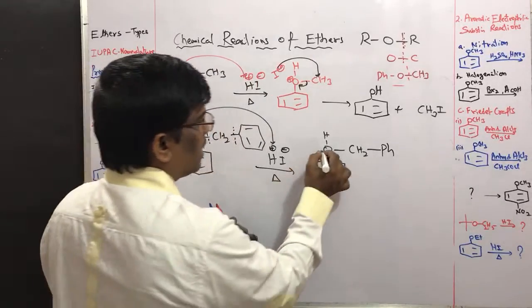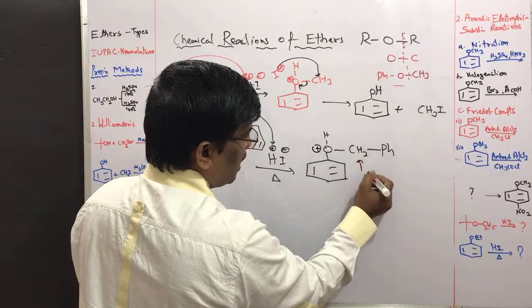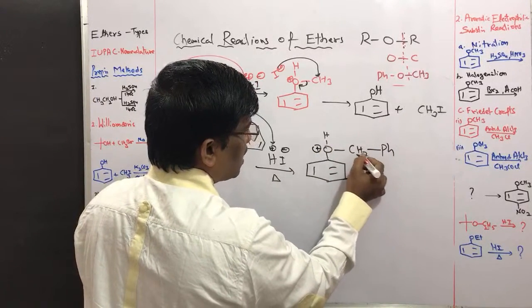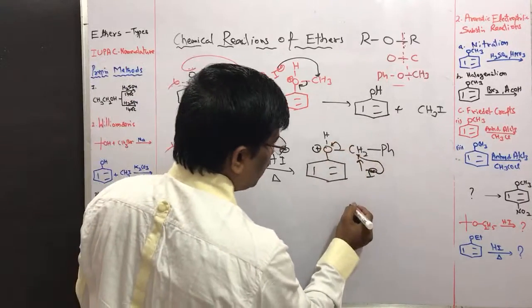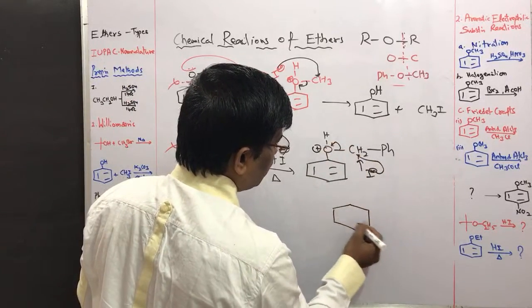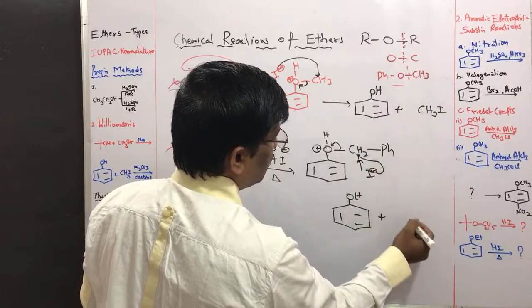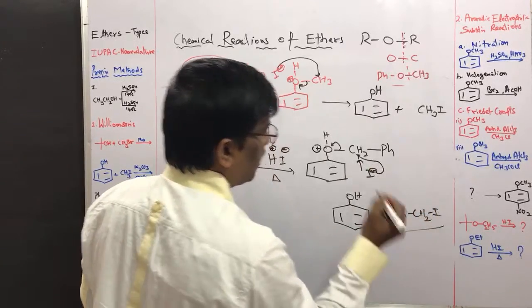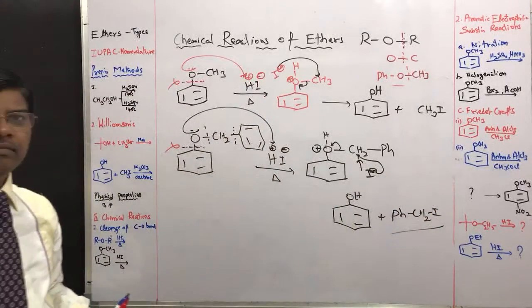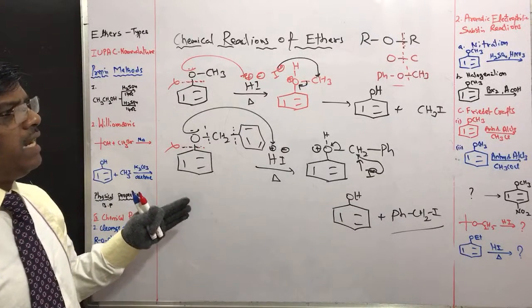So what can it follow? Yes, it is easy for iodide to enter from this side and this leaves, and I am going to get phenol, here also phenyl. So benzyl ethers are also common protecting groups. Phenyl, CH2, iodide. Yes, students? So this is how demethylation works.